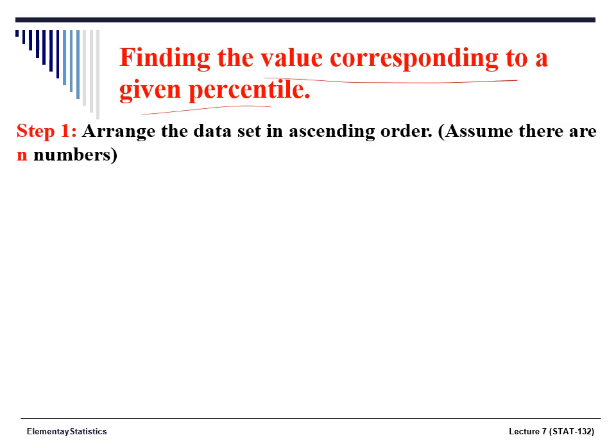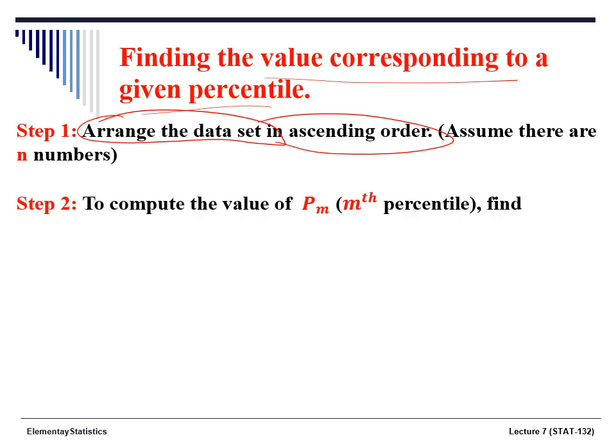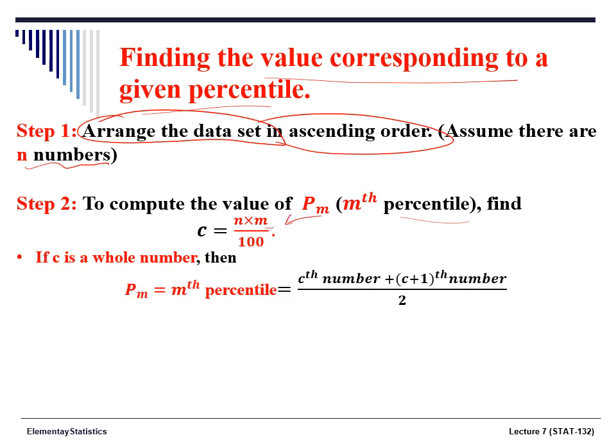First, arrange the data set in ascending order. Then, to compute the mth percentile, or P sub m, find C, where C is calculated as n times m divided by 100. n is the number of values in the data set, and m comes from the percentile. If C is a whole number, then the mth percentile is the Cth number plus the (C plus 1)th number in the list, divided by 2.